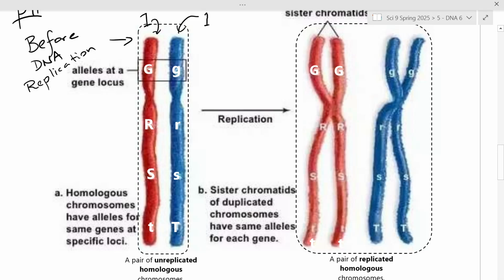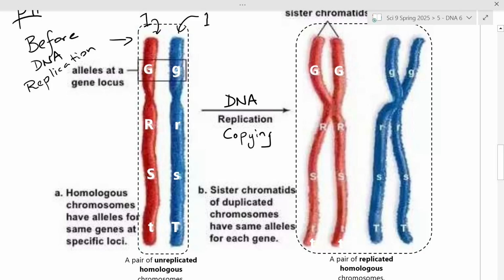When does replication occur? First, what does replication mean? Replication means copying. And what's being copied? Boys, what's being copied? The chromosomes, the DNA. Okay? So the DNA is being replicated.